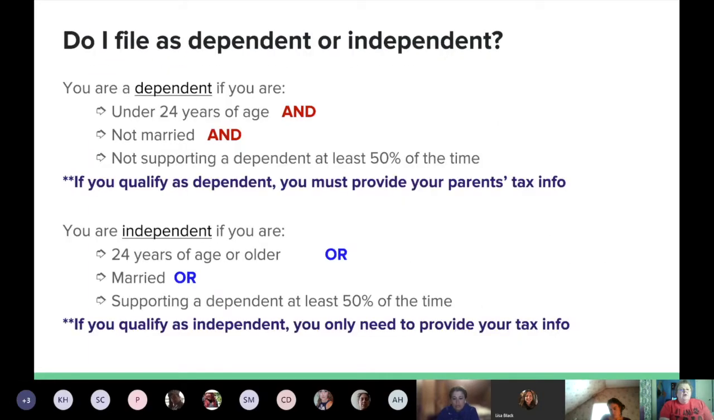Let's see. Do I file as a dependent or independent? You are dependent if you are under the age of 24 and not married and not supporting a dependent at least 50% of the time. If you qualify as a dependent, you must provide your parents' tax information. You are independent if you are 24 years of age or older, married, or supporting a dependent at least 50% of the time. If you qualify as an independent, you only need to provide your tax information and your spouse's information as well.